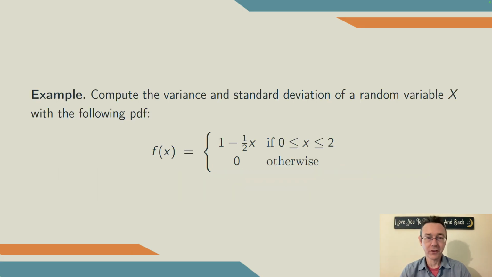Let's do one more example before we wrap up this video. Compute the variance and standard deviation of a random variable x with this density function. It's going to have support from 0 to 2, and on that support, the PDF is going to be 1 minus 1/2 x. Once again, pause the video, try this on your own before seeing my solution.